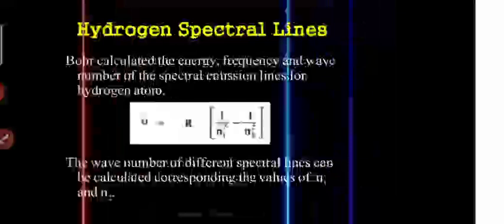The wave number nu bar is equal to R times (1/n1 squared minus 1/n2 squared), where the electrons are making transitions from a higher energy level to a lower energy level. In that case we will get the emission spectra. The wave numbers of the different spectral lines can be calculated corresponding to the values of n1 and n2.